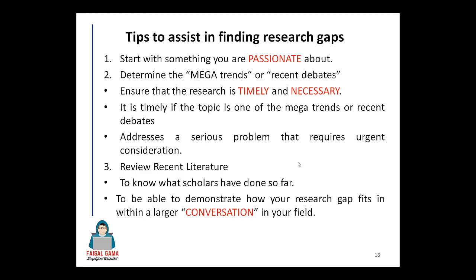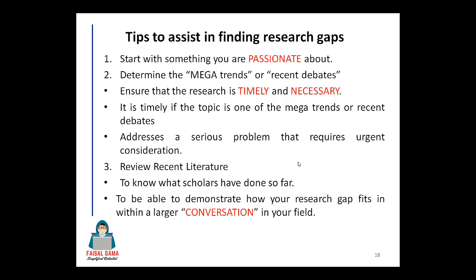So we demonstrate how our research gap fits within the larger conversation in our field. A literature review is like researchers having a conversation. We can't contribute to the conversation without listening to what the researchers are talking about. So the art of doing a literature review is listening to what the researchers are discussing and understanding it, and then we can chip in and add our own insight and opinion to that discussion. That is how we identify a research gap and make our own contributions to knowledge.